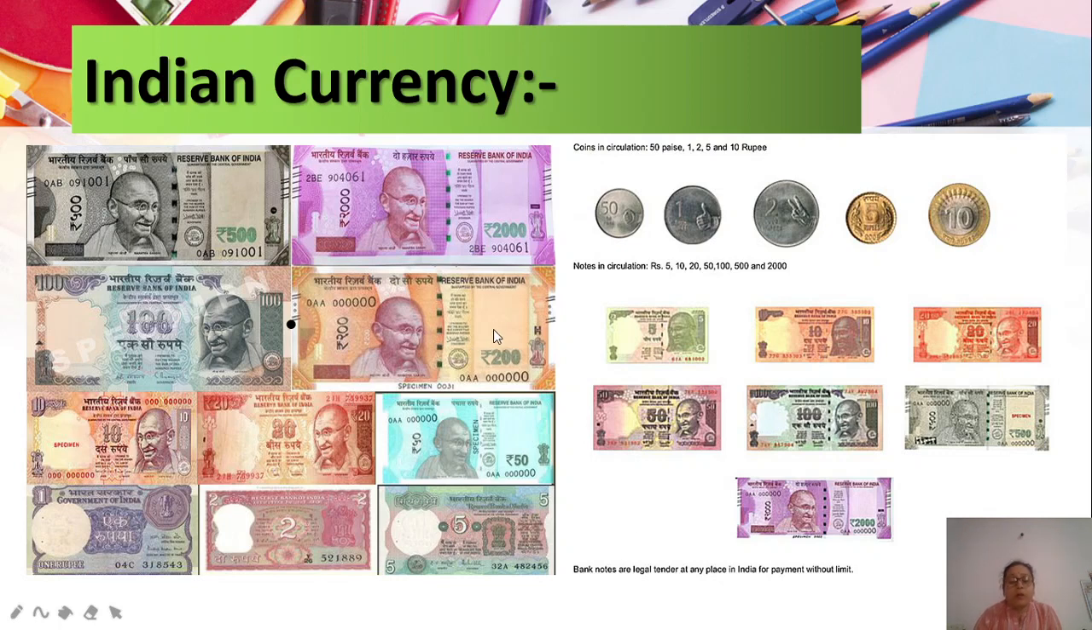In India, along with notes, we are using different coins also. Just have a look. This is the 50 paise coin. Then we have this, the 1 rupee coin. This is the 2 rupees coin. This one is the 5 rupees coin, and this is the 10 rupees coin.